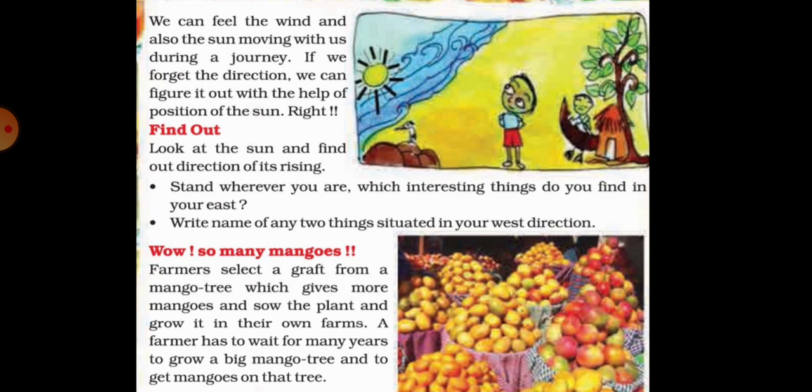Wow! So many mangoes. Farmers select a graft from mango trees which give more mangoes, and so they plant it and grow it in their own farm. A farmer has to wait for many years to grow a big mango tree and to get mangoes on that tree.